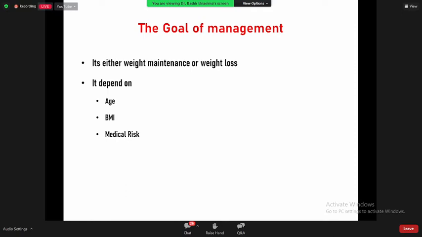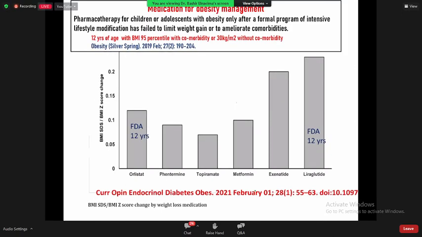Pharmacological therapy for children and adolescents with obesity, we offer only after a formal program of intensive lifestyle modification has failed to limit the weight gain or to ameliorate the comorbidities. And people are currently talking about children whose age is 12 years or more with a body mass index of 95th percentile or more with comorbidities, or those whose body mass index is 30 kg per meter square without comorbidity. And there is a list of drugs. Some of them are FDA approved for children, and some of them are not FDA approved, and people use them off label.